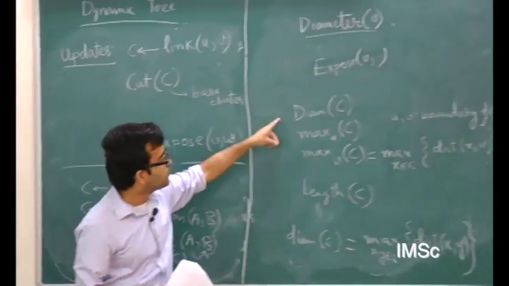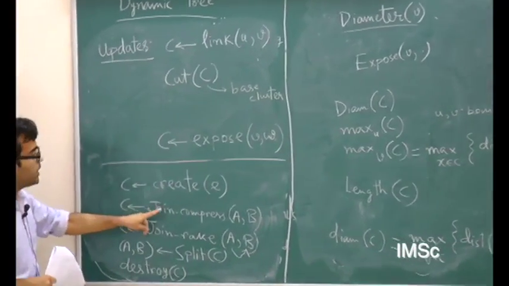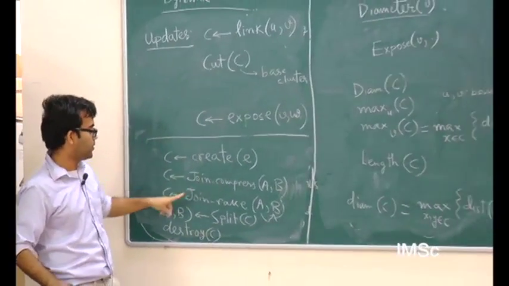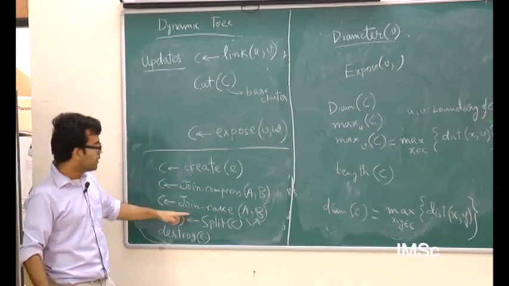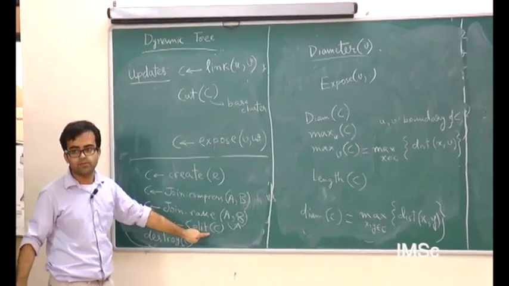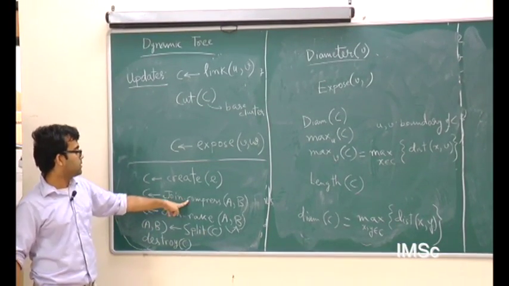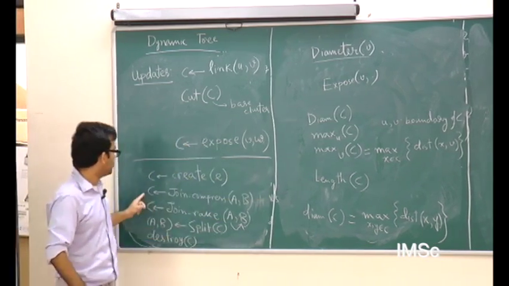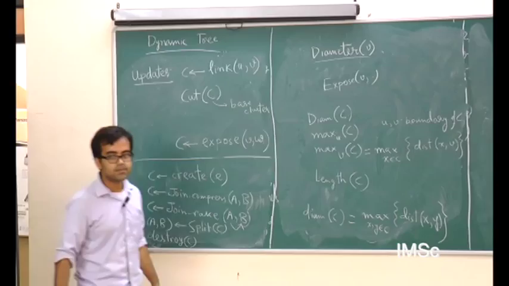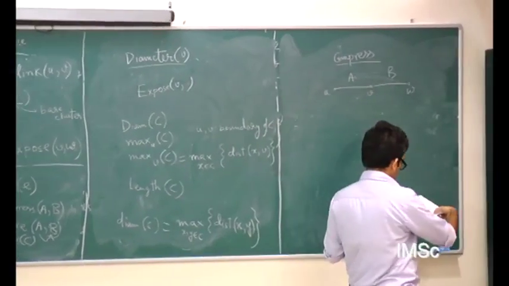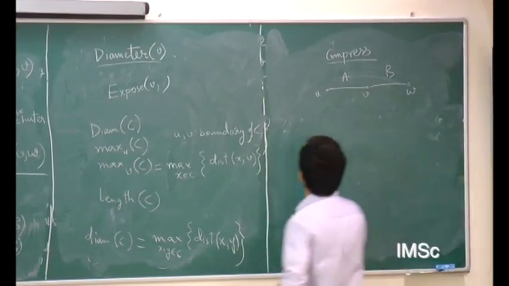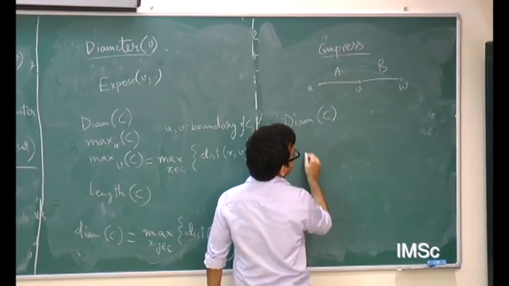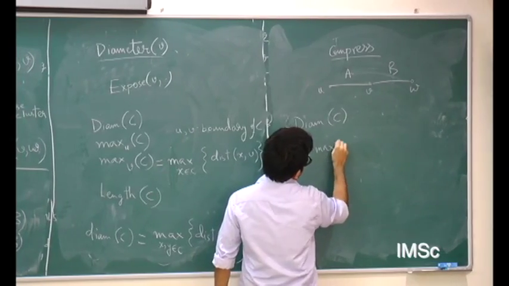So, you see that to maintain the diameter, all we need to show is that we can update these values during every join compress operation, every join rake operation. During split, it is easy, right? I mean, you just destroy the values for C. Just as an exercise, can you just think of how will you update it? I mean, you have these values for A and B. How will you get the values for C? It is a max of several things, diameter of C.